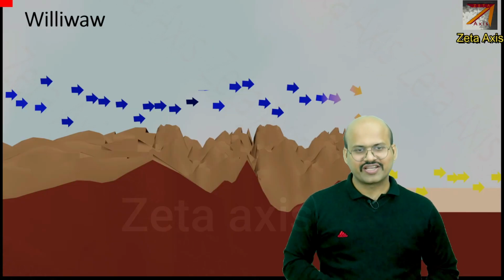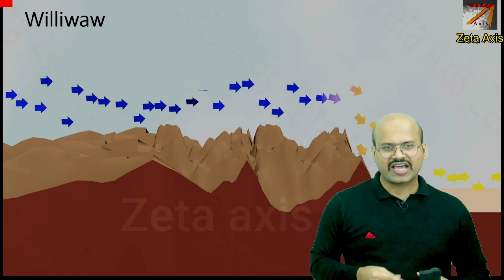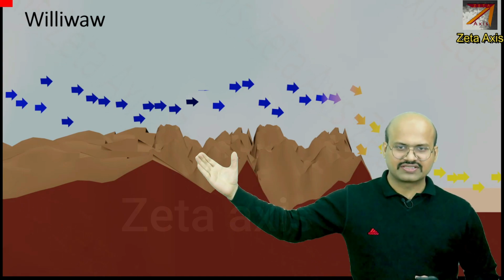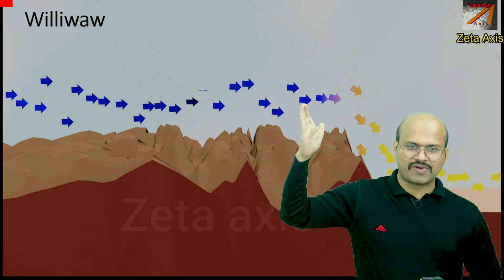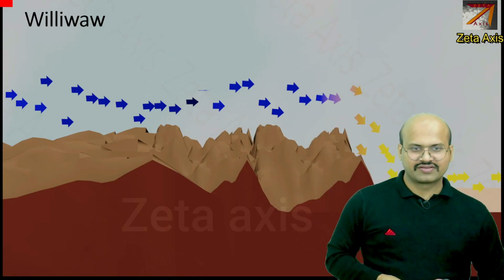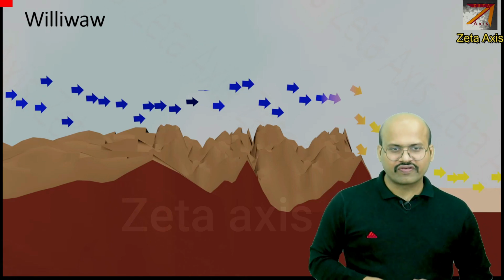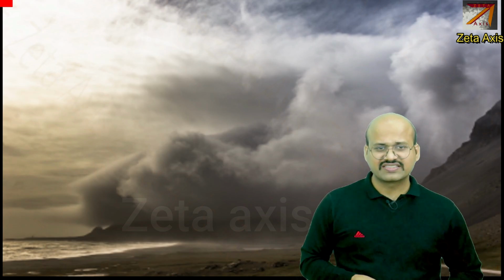The next katabatic wind which we are going to see are Viliwao. Now the Viliwao are a special type of winds because they are seen in the polar regions. Here the mountains are covered with ice. So very cold air flows from the mountains towards the valley. These winds, when they are very strong, they carry a lot of snow or a lot of ice particles with them.